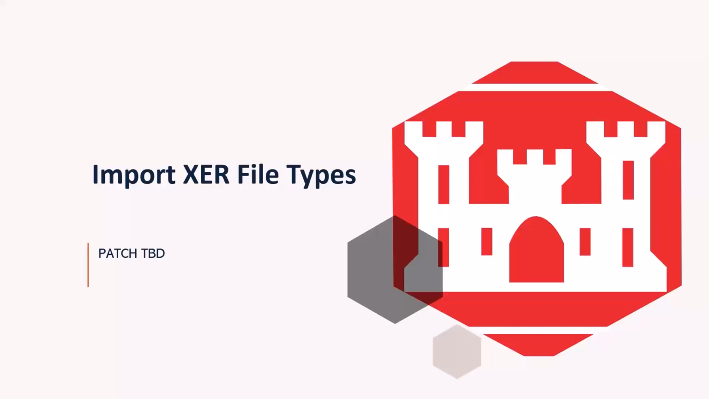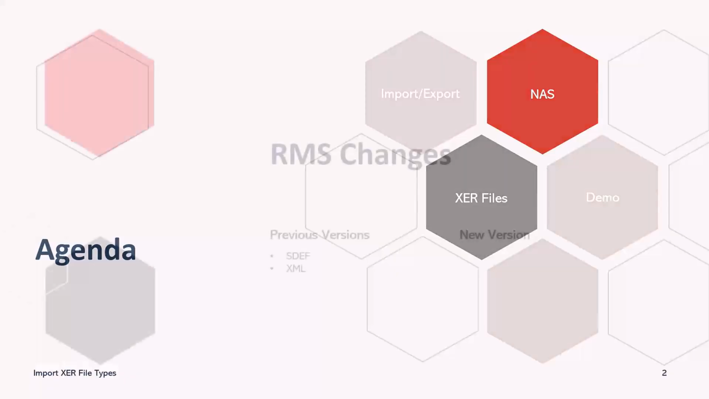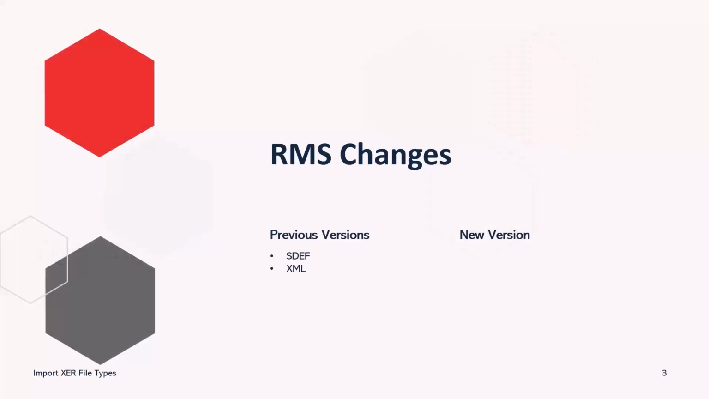Today we will discuss the implementation of importing native XER file formats from Primavera P6 schedule files. RMS previously only had the ability to import SDEF and XML files from P6. With this update, RMS now supports the import of XER file types, enables Gantt chart visualization, and facilitates the comparison of existing schedules.